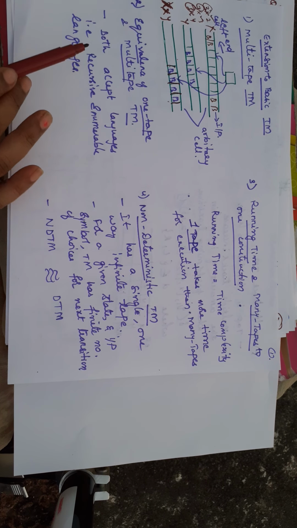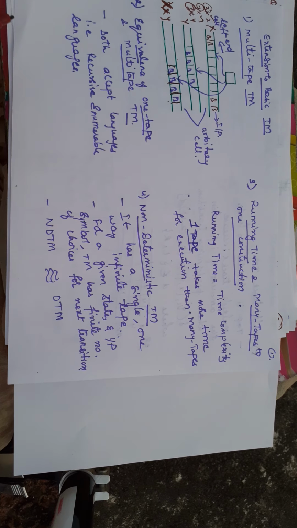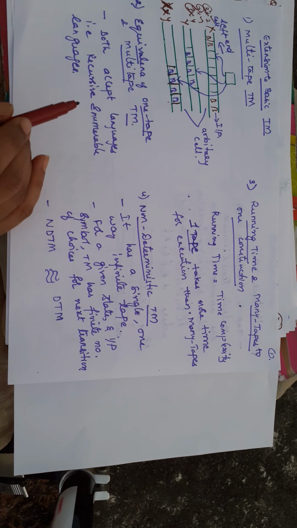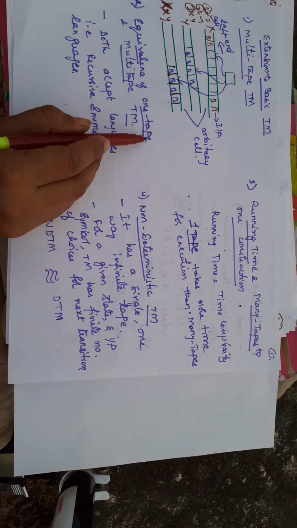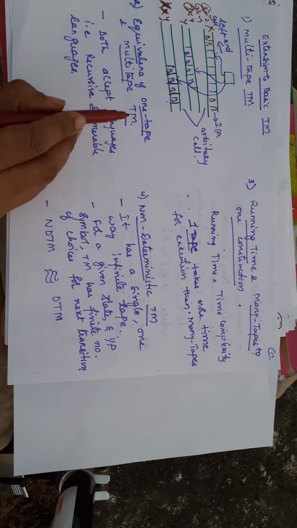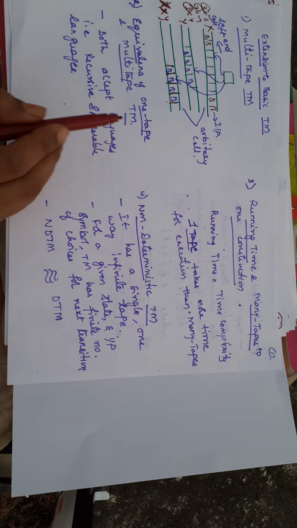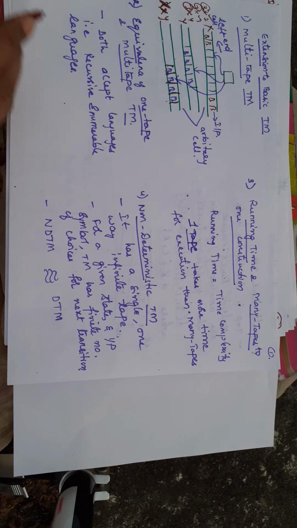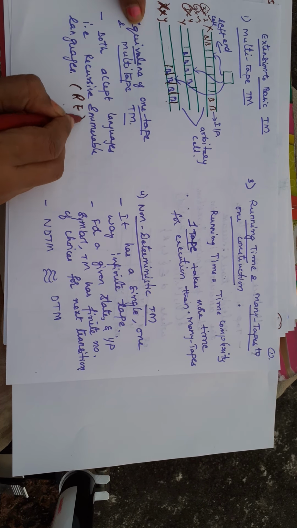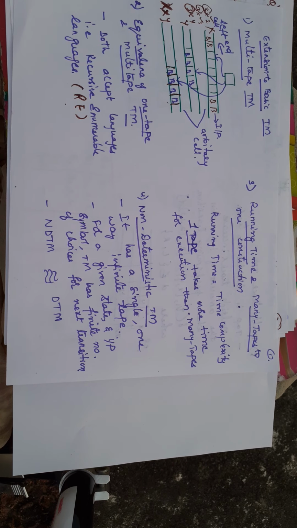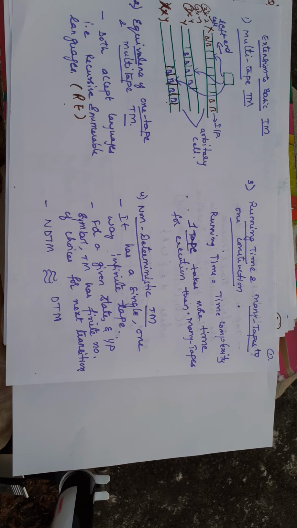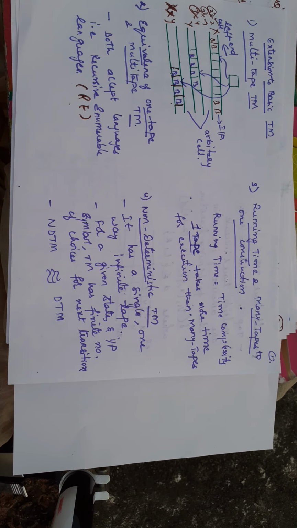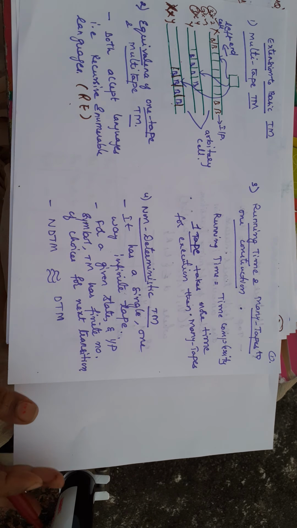When you compare the one-tape and multi-tape Turing machines, both will accept the same languages. Whatever languages are accepted by one tape are also accepted by multi-tape. The languages which are accepted by a Turing machine are called recursively enumerable languages, also called RE languages. Like in finite automata, the languages accepted by finite automata are called regular languages. Here these are called recursively enumerable languages.